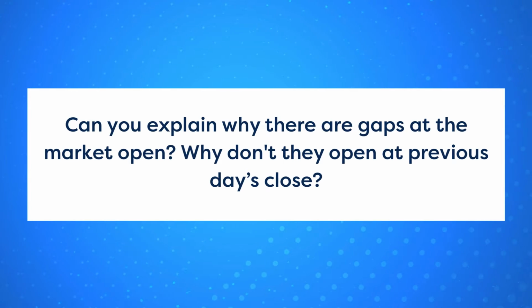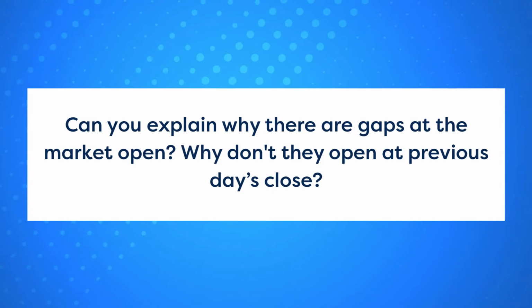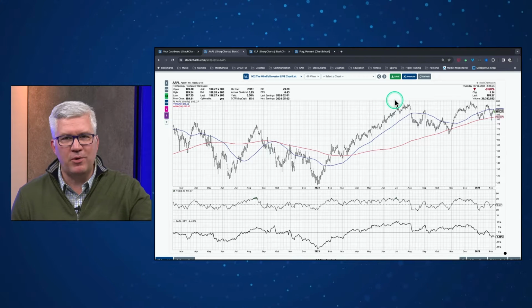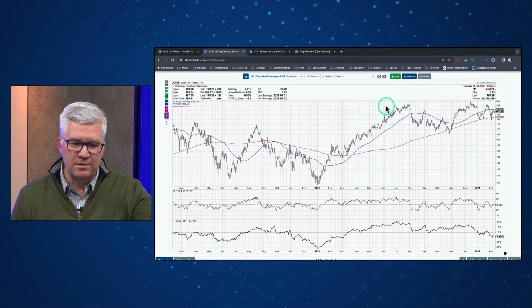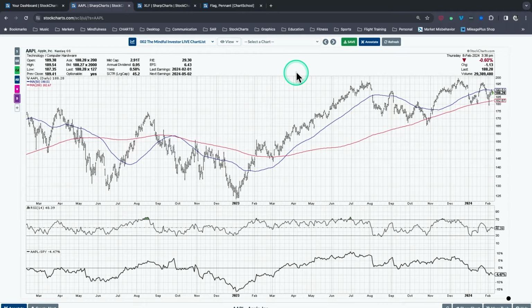Why don't they open at the previous day's close? So here we're looking at a chart of Apple, and to be honest with you, price gaps happen on a lot of equities, and price gaps happen basically when there is a change of some sort between one day's close and the next day's open.